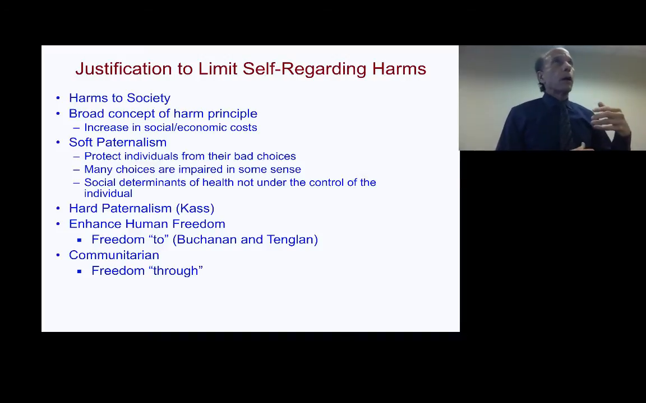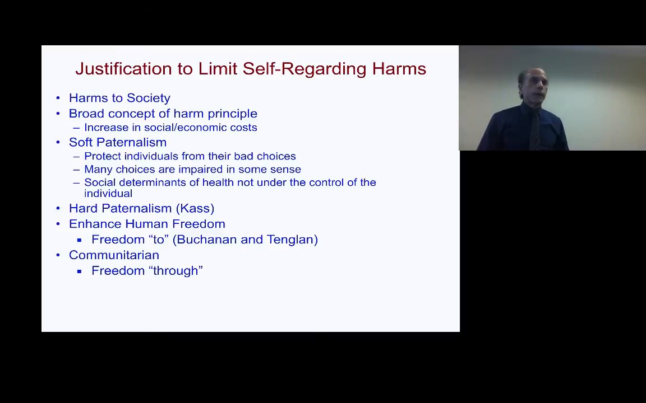Now, if an action has only self-regarding harms, one could justify the action based on soft paternalism, where we want to protect individuals from their bad choices, also thinking that these choices are impaired in some sense, either from lack of information, lack of willpower, or the fact that individuals are operating under social determinants of health that are not under the control of the individual. Or we could admit that the action does represent hard paternalism, and we try to justify the hard paternalism. And Nancy Kass, in her article, tries to justify hard paternalism.